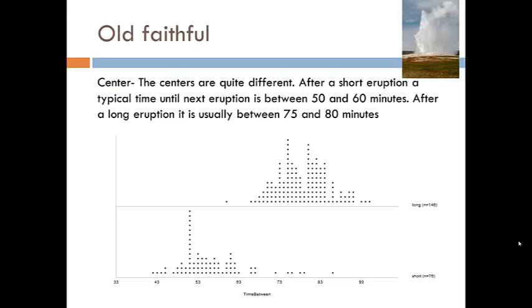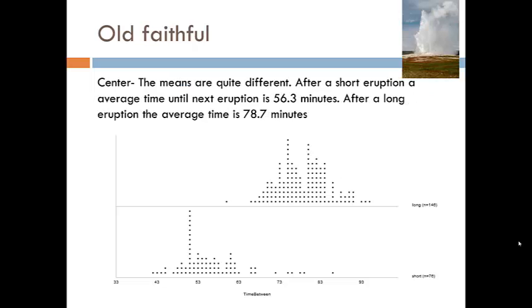Now, while the shape was similar, the centers of these two distributions are quite different. After a short eruption, the typical time until the next eruption is between 50 and 60 minutes. You can see that just by looking at the distribution. While after a long eruption, the time until the next eruption is between 75 and 80 minutes. Again, you can see this just by looking at the dot plots. But another way to talk about center is to compute the mean, or the average, for each of these sets of data, and you could use a computer or a calculator to do this. We've done that and found that after a short eruption, the average time until the next eruption is 56.3 minutes, whereas after a long eruption, the average time is 78.7 minutes.